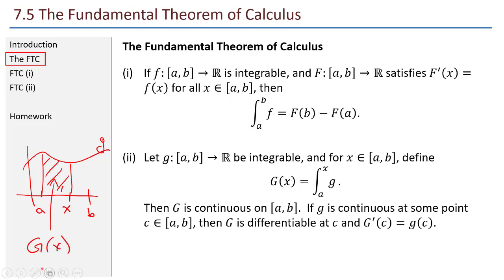Well, then it turns out a couple things. Then big G is continuous. Okay, so that's interesting on its own. Big G is continuous. And in fact, if little g is continuous at some c, then in fact my function big G is differentiable at c, and the derivative of big G at c is little g of c. Okay, so there's a lot of stuff wrapped up in these two statements.